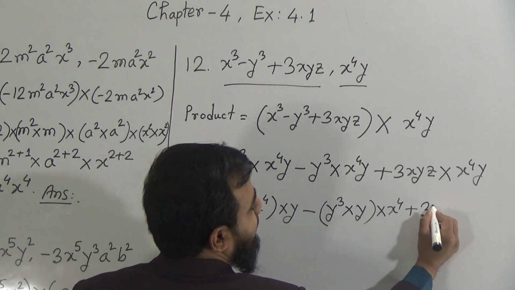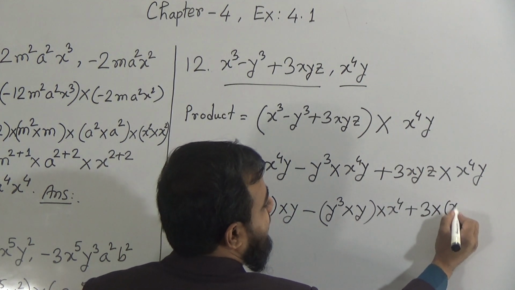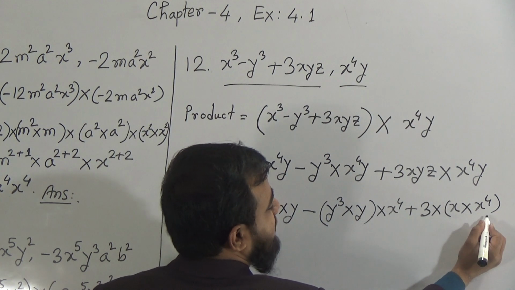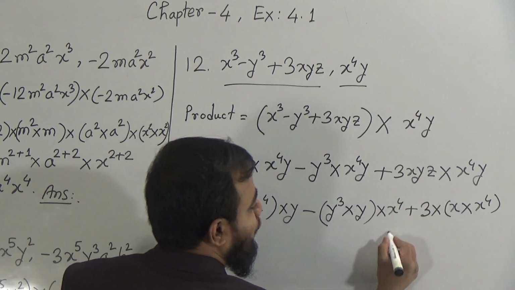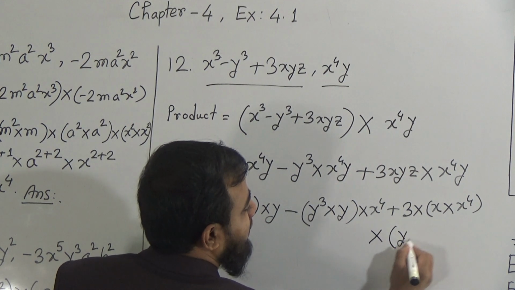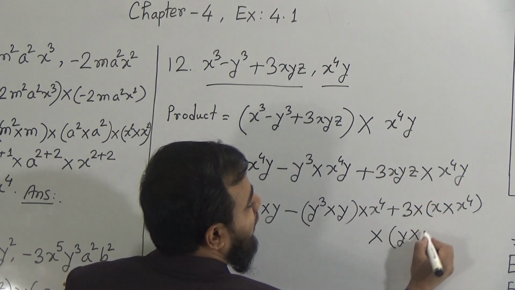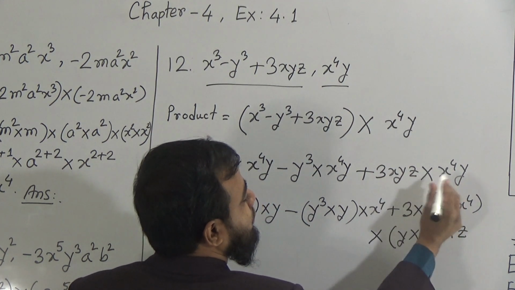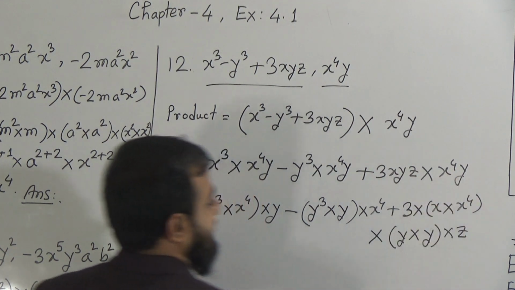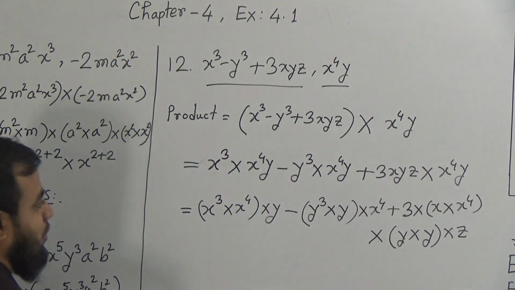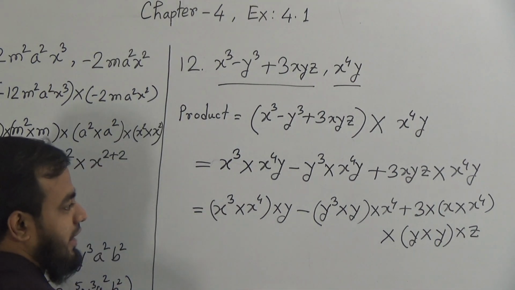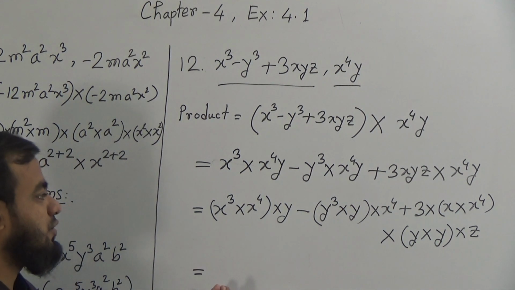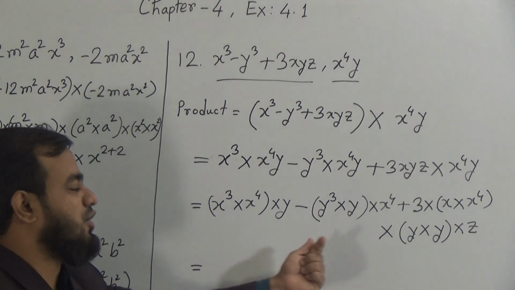Multiply with x, which is separated here with the x to the power 4, because these are similar terms, right? Similar variables. Now we have y multiplied with y. And this z is alone, because there is no other z here. So z is alone here. Now we have already separated the numerals and the variables. It is now very simple multiplication.